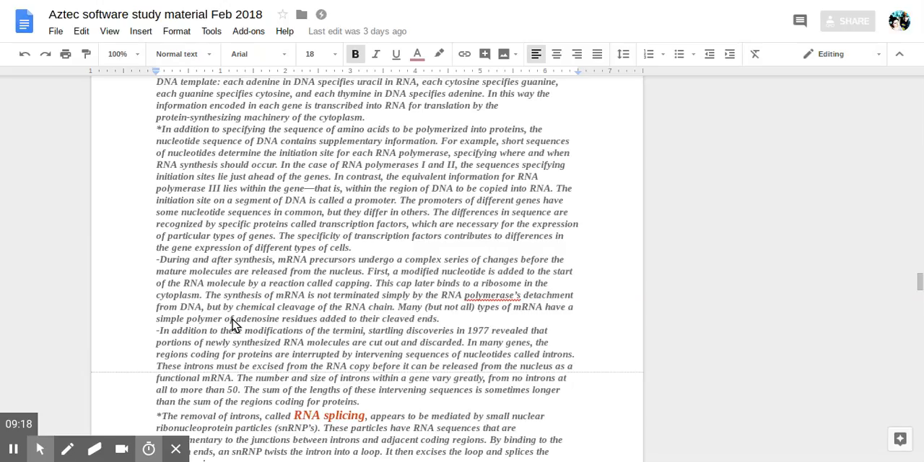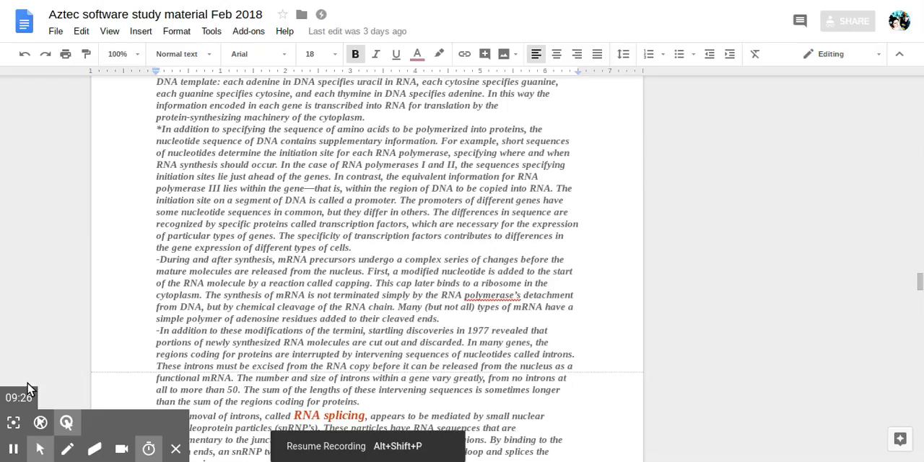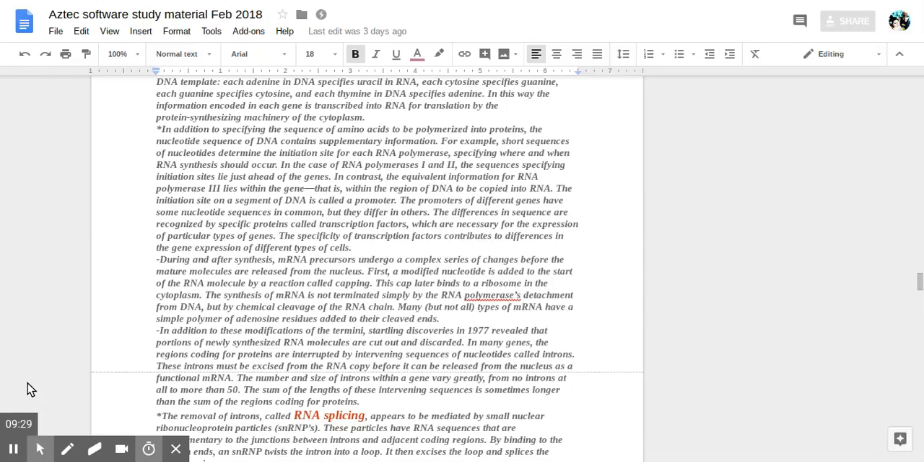During and after synthesis, mRNA precursors undergo a complex series of changes. Before the mature molecules are released from the nucleus, first a modified nucleotide is added to the start of the RNA molecule by a reaction called capping. This cap later binds to a ribosome in the cytoplasm. The synthesis of mRNA is not terminated simply by RNA polymerase detachment from DNA, but by chemical cleavage of the RNA strand.